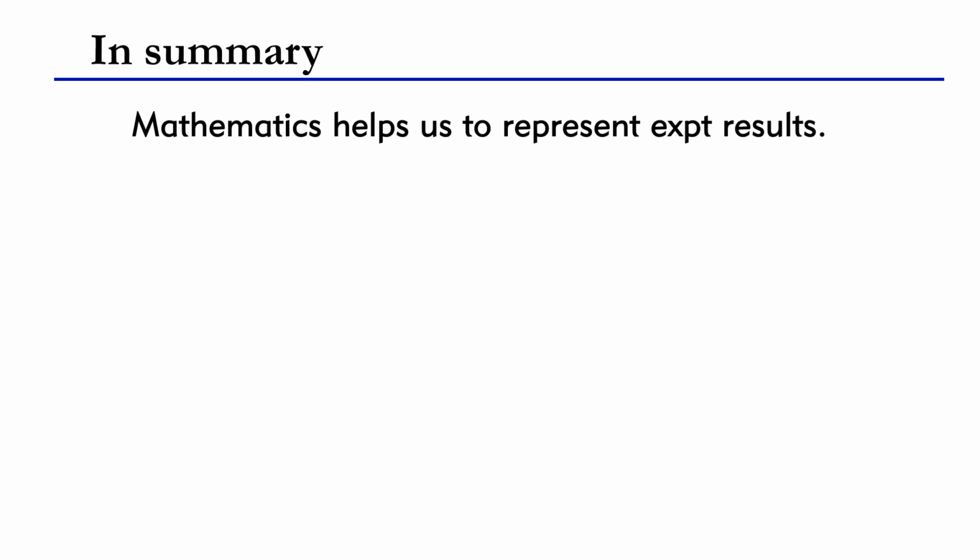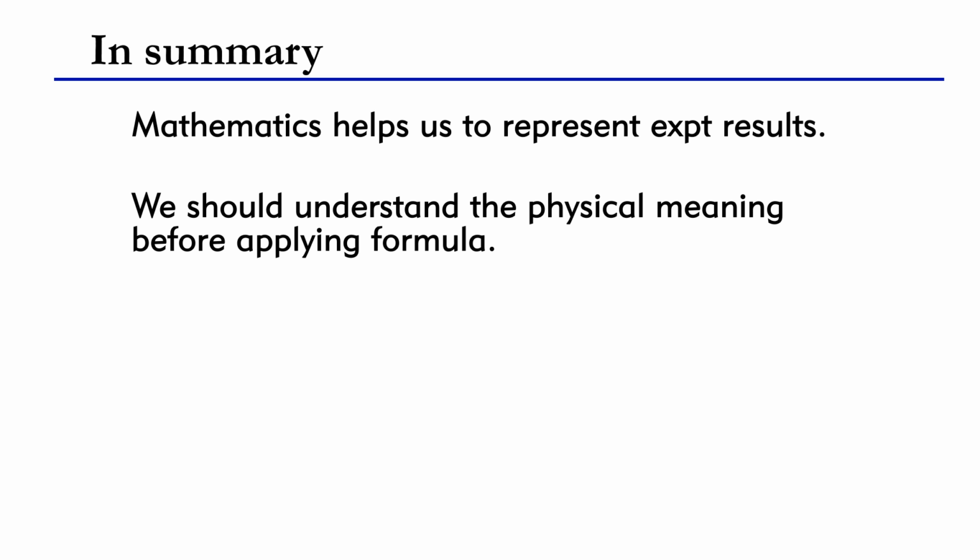In summary, mathematics helps us to represent the experimental results. We should always understand the physical meaning before we apply the formula. In the case of heat capacity, the factors that affect the heat capacity of an object cannot be obtained by simply looking at the formula. Instead, heat capacity depends on other factors which are not shown in the formula. I hope this video can help you understand more about how to view the formula in physics.